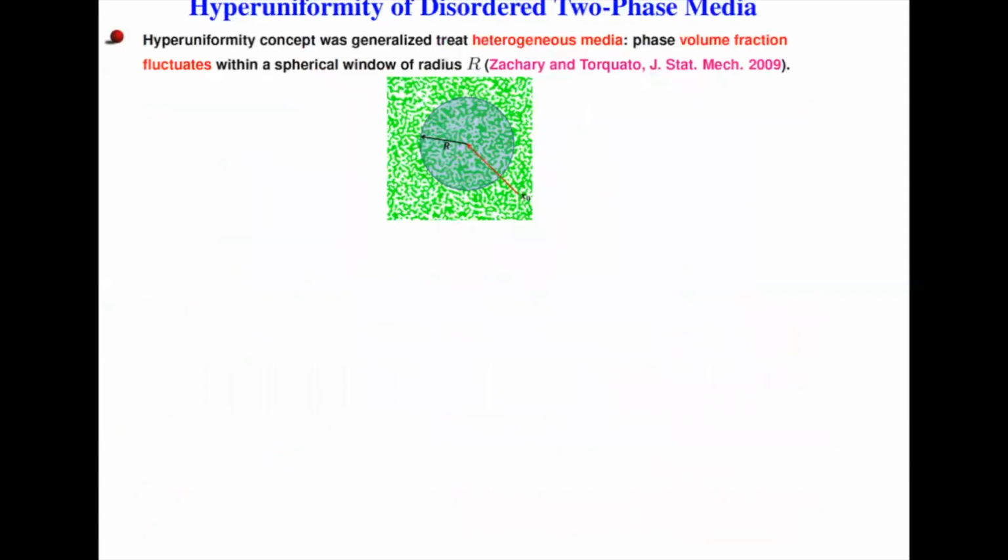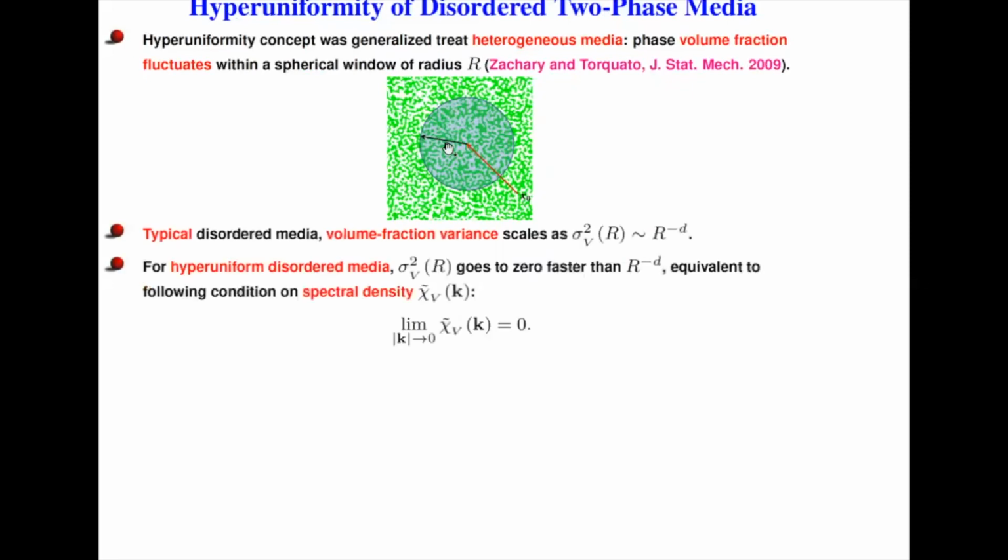Okay, now those are points. Now, because we're interested in porous media, we really want the generalization of hyperuniformity to two-phase media. That was done with a former student of mine, Chase Zachary. Again, we're measuring the local volume fraction fluctuations. In this particular case, if you have garden variety disorder, the way it's defined, the volume fraction variance scales as 1 over the volume. It's just the definition of it.